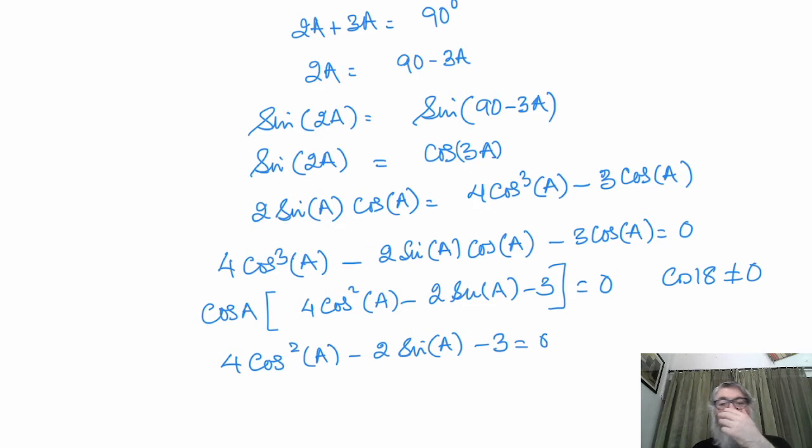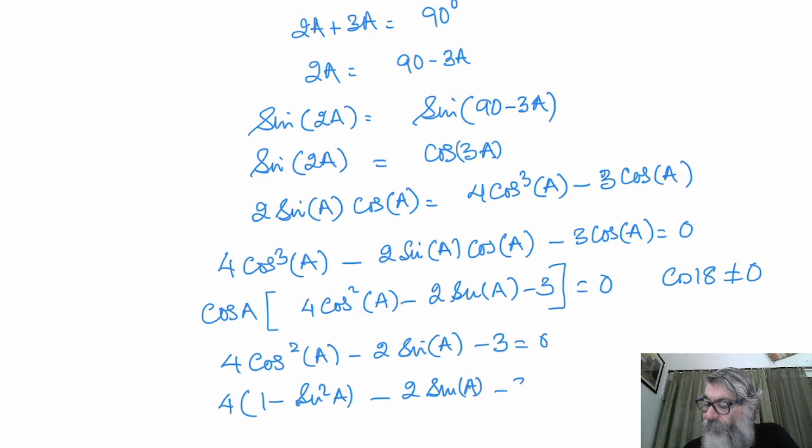In other terms, cos A equal to 0 is not possible, because cos 18 is not equal to 0. So that possibility is avoided, and we divide the whole equation by cos A. Now this could be written as 4 times 1 minus sine square A, minus 2 sin A minus 3 is equal to 0. So 4 minus 4 sin square A minus 2 sin A minus 3 is equal to 0.